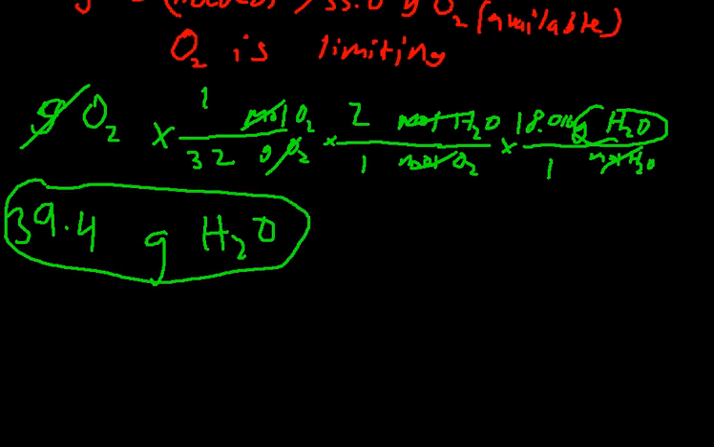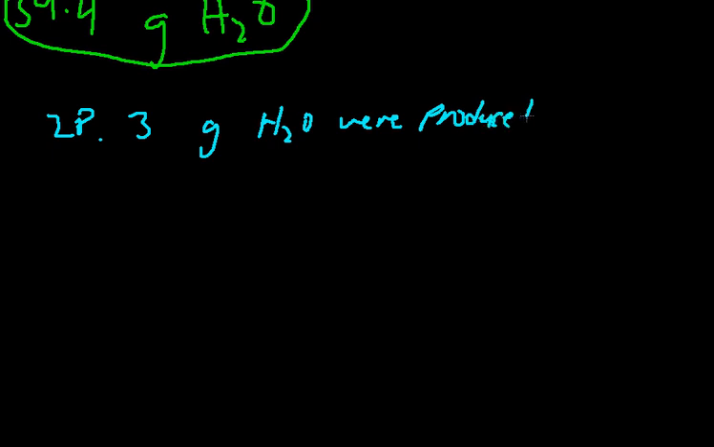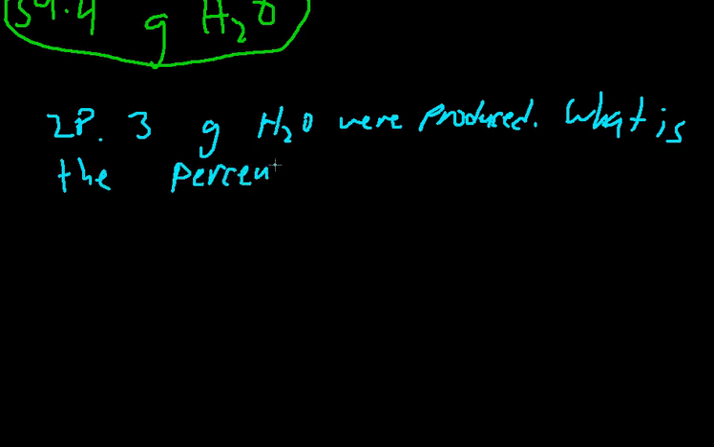Now there's a part B to this problem. We're going to say that for part B, 28.3 grams of water were produced. What is the percent yield?